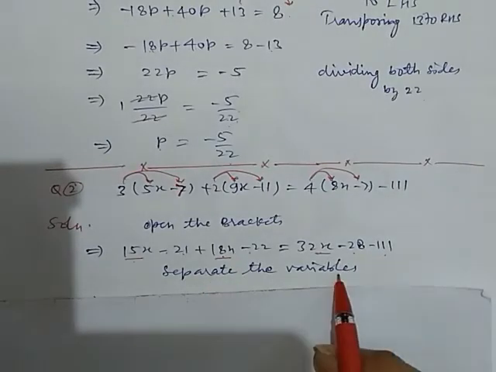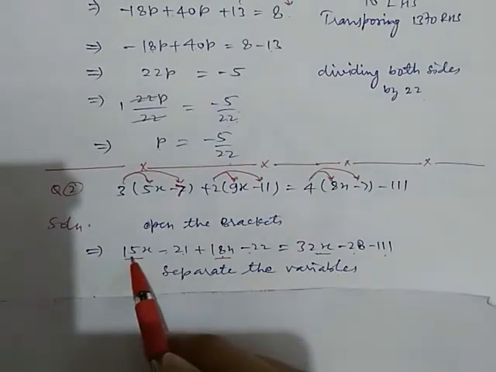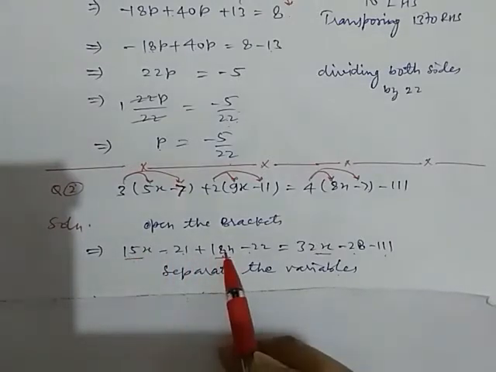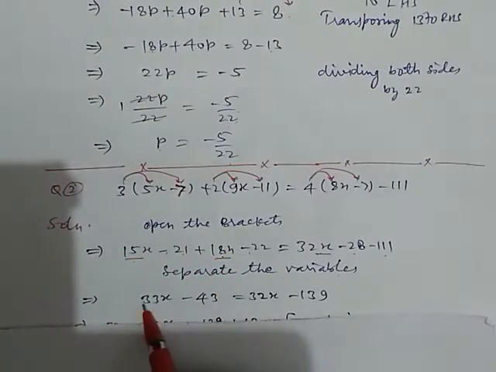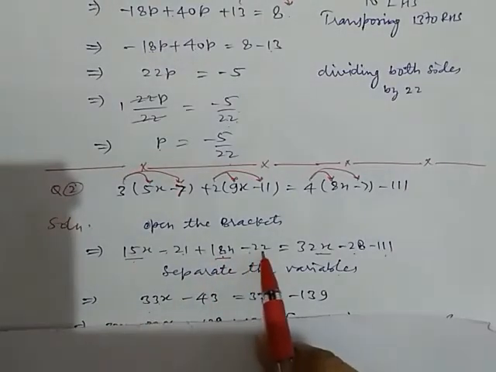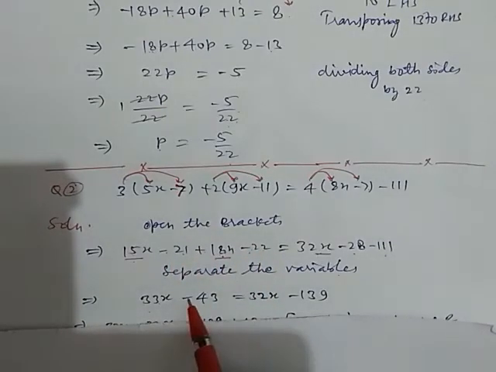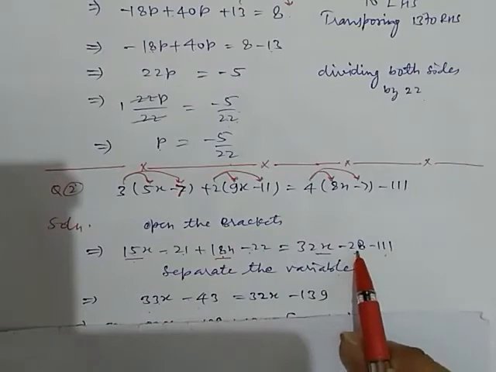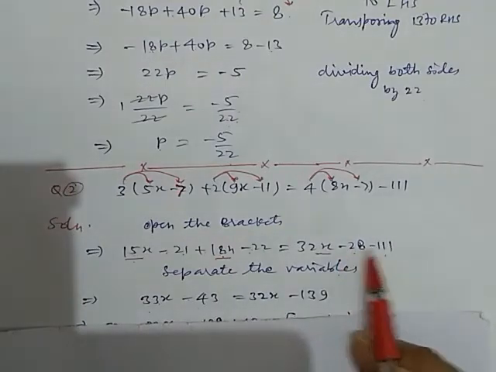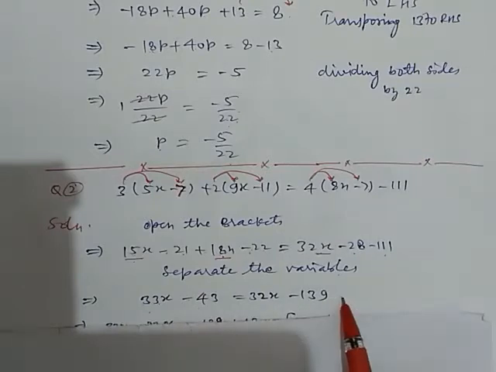Now separate the variables. What do we have to do? We just add these variable terms. Here both have the same sign, so after adding both these terms we get 33x, 15x plus 18x, 33x. And here minus 22, minus 21, both have the same sign, so they are also added, and the sign is negative. This is 43. Here the variable is a single term, so no need to add anything. Here they both have negative signs, so they are added, we receive minus 139.